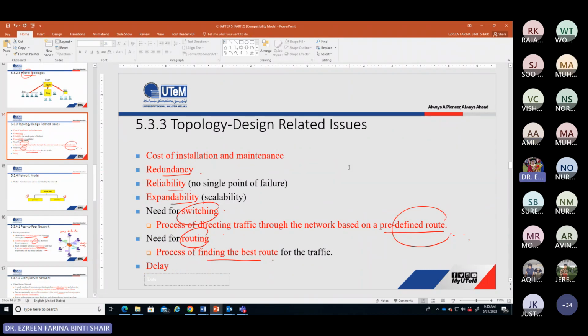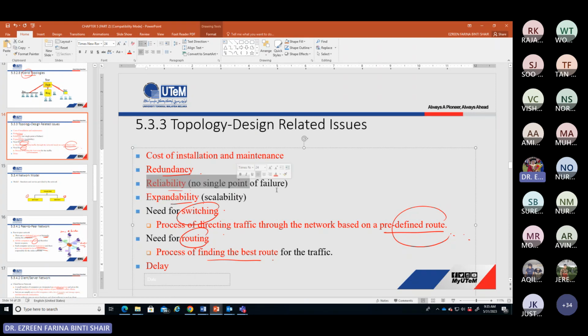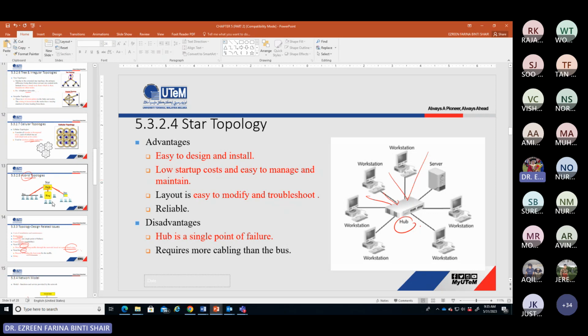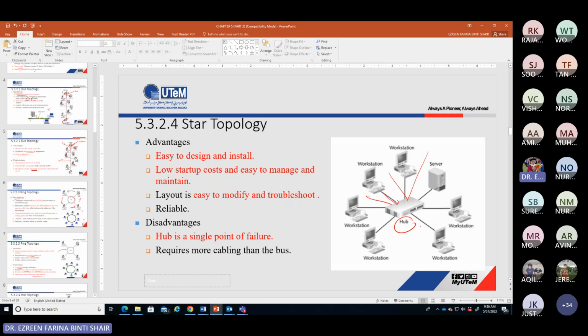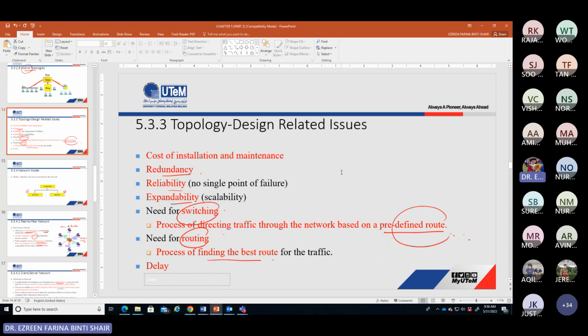Okay, so basically dekat sini dia cakap topology design. So for this topology design, before you can decide which topology is the best to be used, you must consider this: the cost, the redundancy, the reliability. So reliability ni meaning there's no single point of failure lah. You need to take this into consideration. For example, if the hub is broken, if you don't want a single failure, maybe you can consider the mesh topology. So it depends on your application.